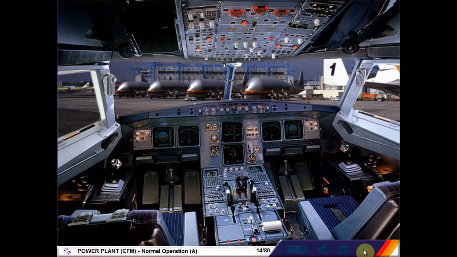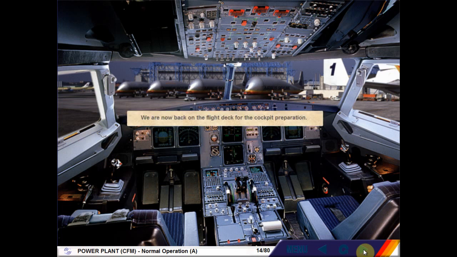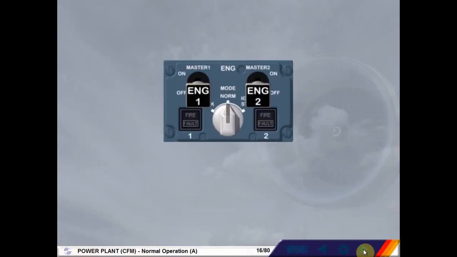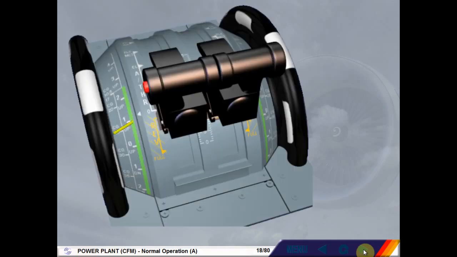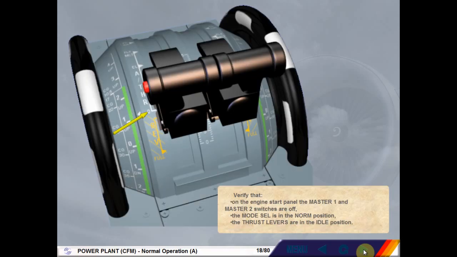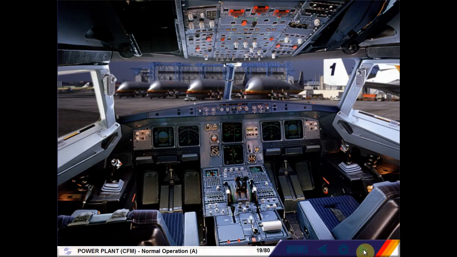We are now back on the flight deck for the cockpit preparation. Verify that on the engine start panel, the Master 1 and Master 2 switches are off. The mode selector is in the normal position. The thrust levers are in the idle position. Cockpit preparation is complete. The passengers are on board. The APU is running, and we are now ready to start the engines.